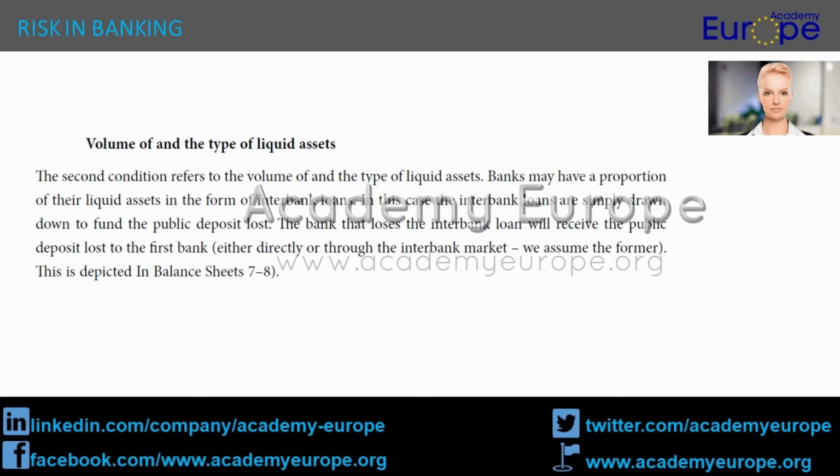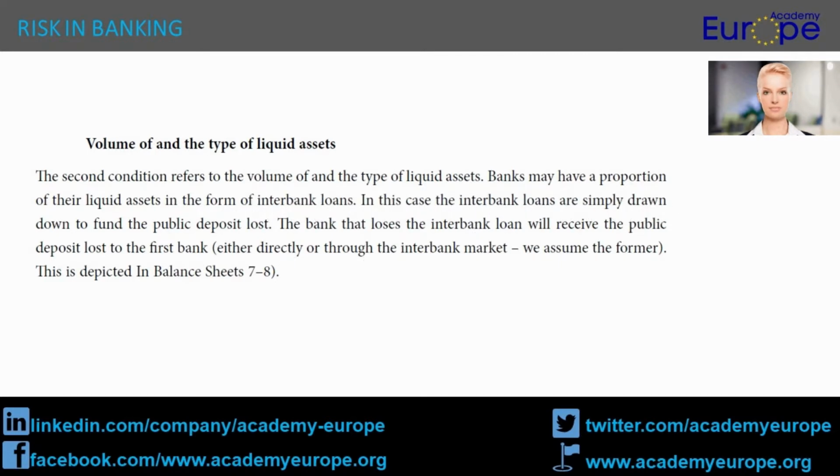Volume of and the type of liquid assets. The second condition refers to the volume of and the type of liquid assets. Banks may have a proportion of their liquid assets in the form of interbank loans. In this case, the interbank loans are simply drawn down to fund the public deposit lost. The bank that loses the interbank loan will receive the public deposit lost to the first bank, either directly or through the interbank market. We assume the former. This is depicted in balance sheets 7 to 8.